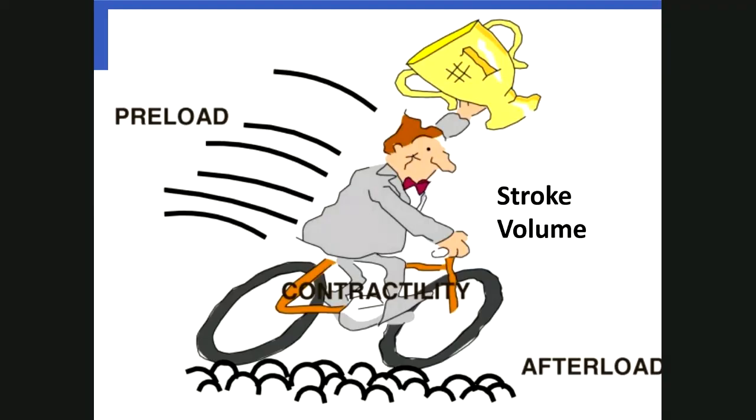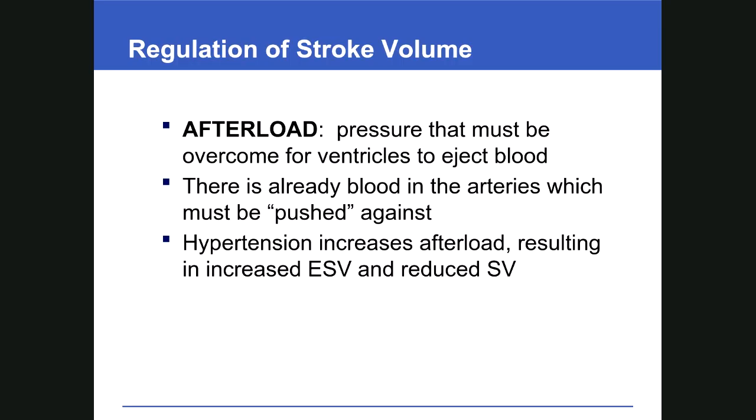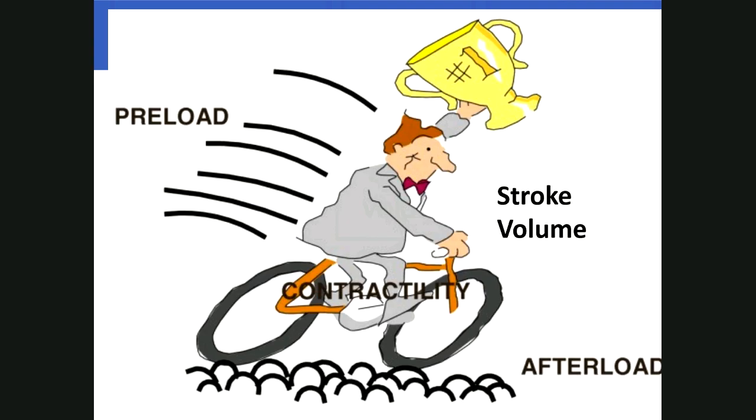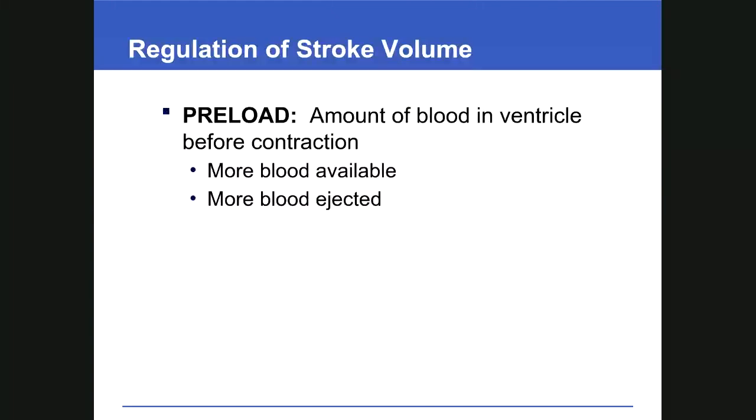Look, this is a guy on a bicycle, and he's pedaling. He's going across a bumpy road, and there's wind blowing at his back. How fast he goes is his stroke volume. So look, all three of these things can affect how fast he goes. So let's look at this. Preload is the amount of blood that's in the ventricle before it contracts. So look, there's more blood available, and I can push out more blood.